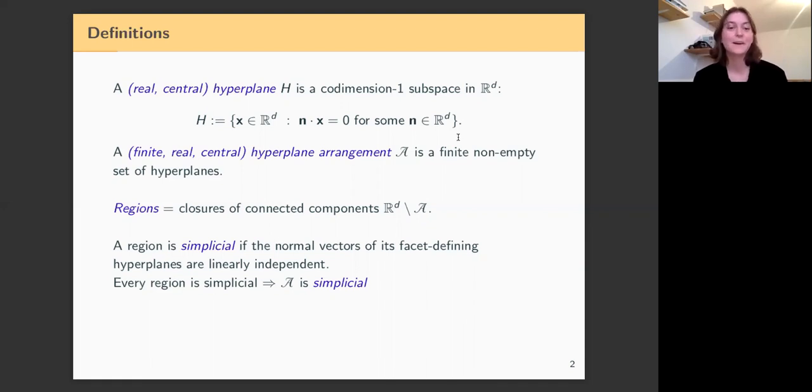Right, so an arrangement is simplicial if every region is simplicial.